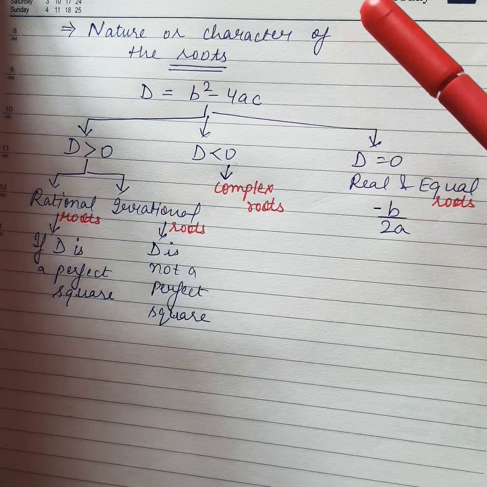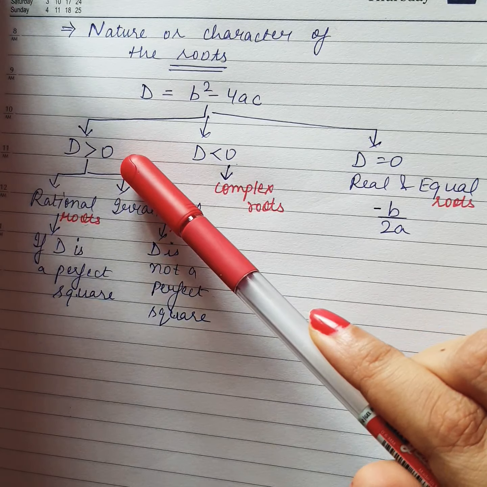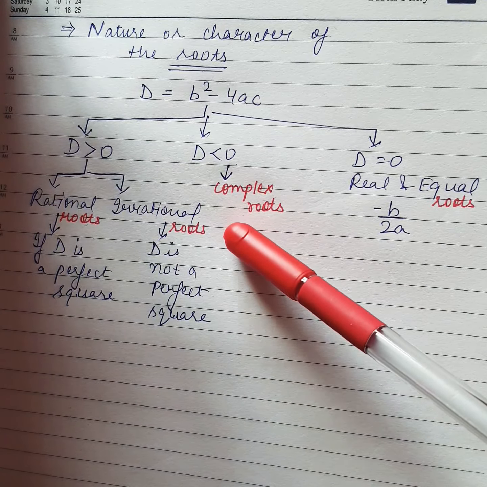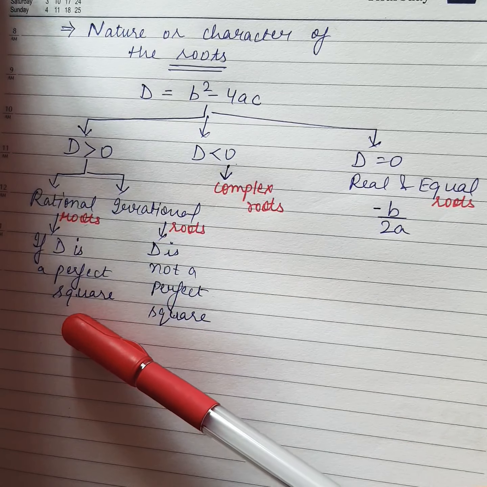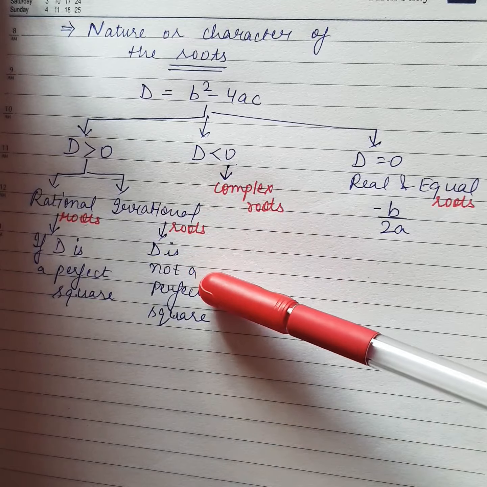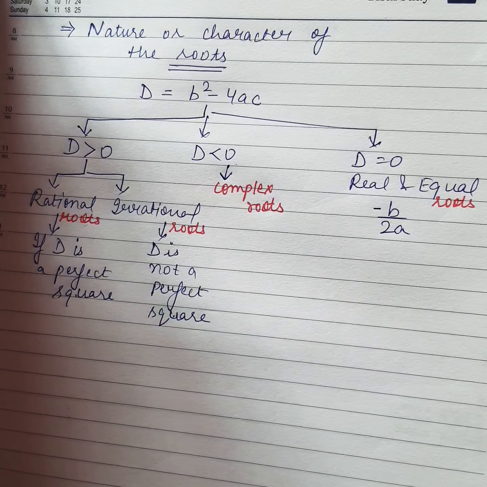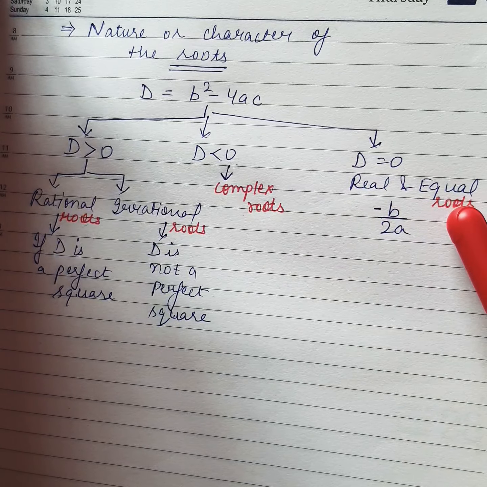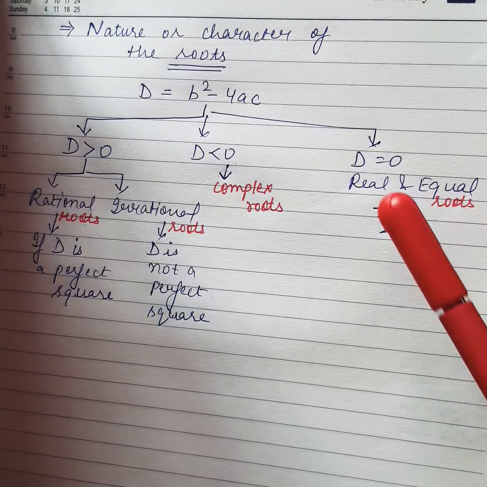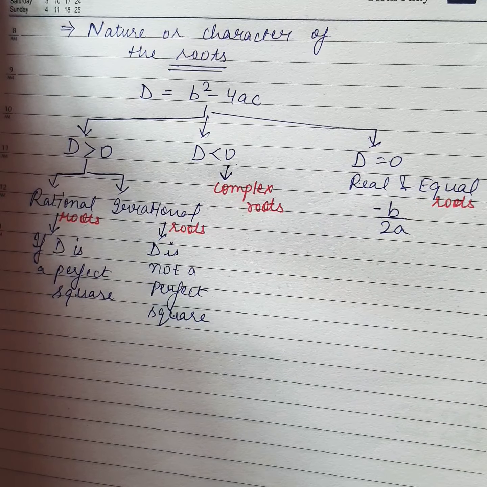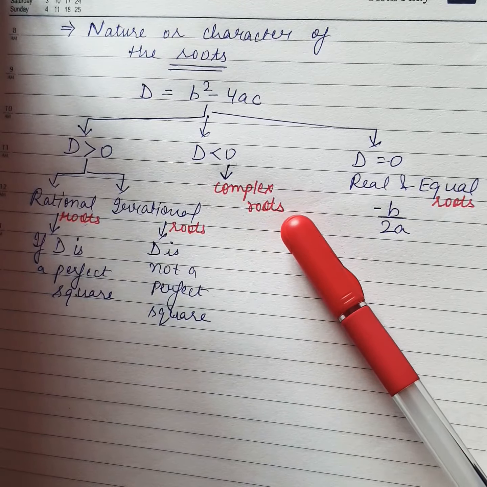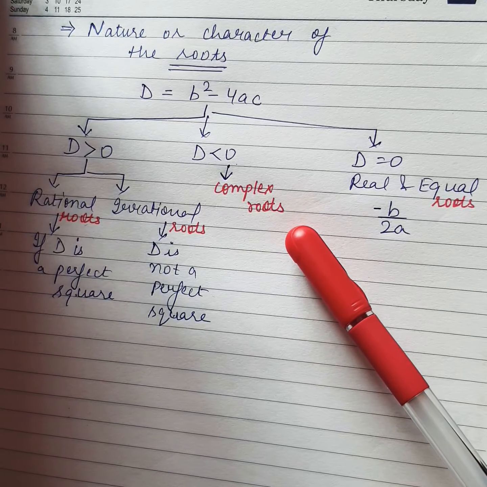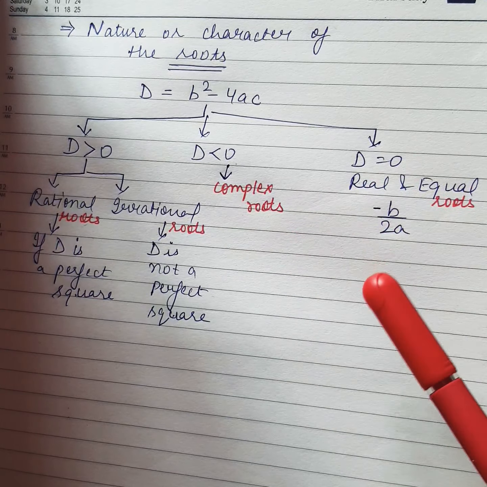Now if the discriminant is greater than 0, that means if D is positive, then there are two cases: the roots can be rational or irrational. Rational when D is a perfect square, and irrational roots if D is not a perfect square. Then when D equals 0, this you already know, the roots are going to be real and equal, and each root will be equal to minus b by 2a. The third case, when the discriminant is negative, then the roots are going to be imaginary complex roots.